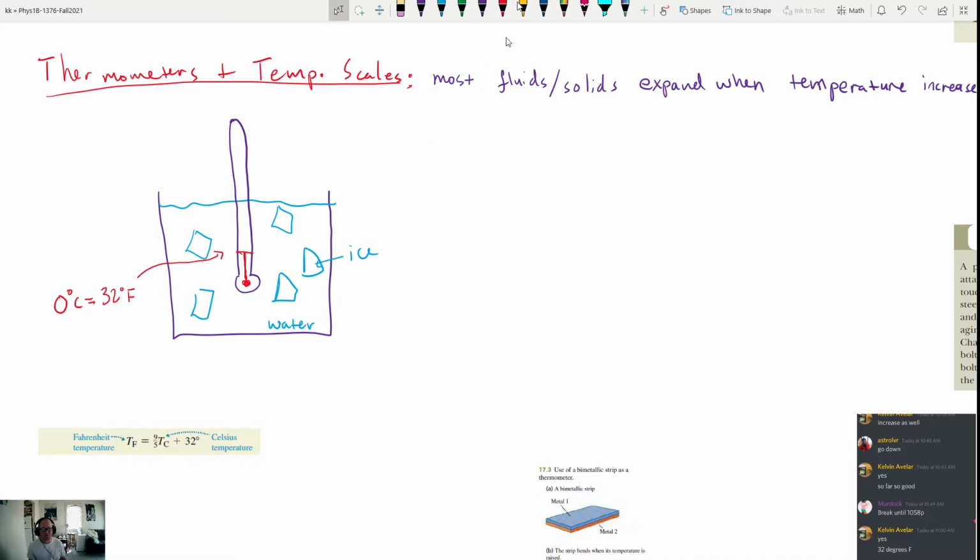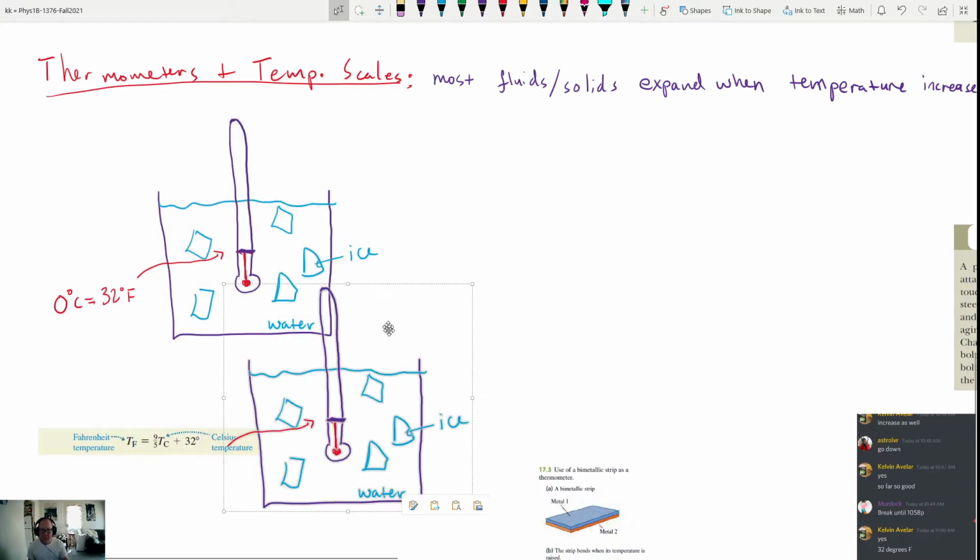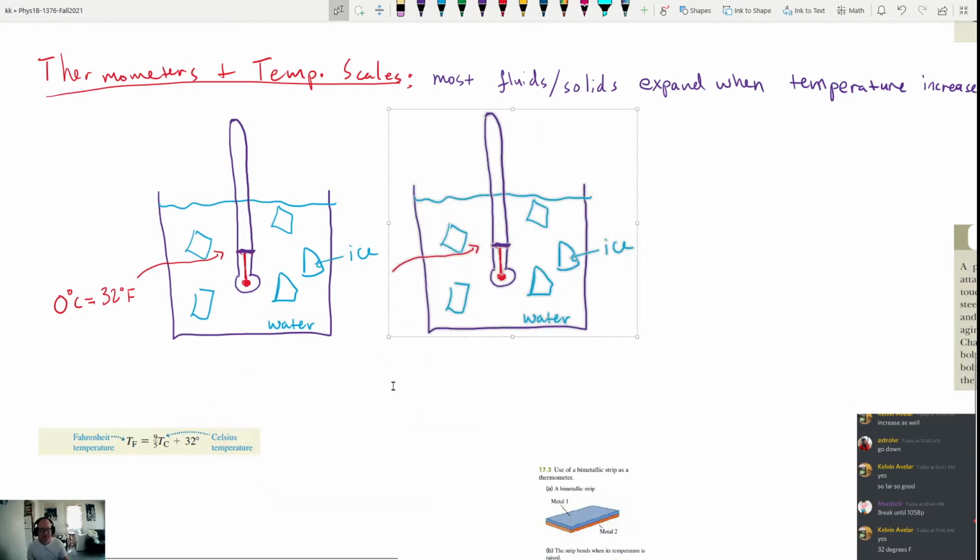Make a very strong mark on there. Maybe use a different color to indicate what markings we're making. So you put a marking on there and you say, okay, that represents 0 degrees Celsius, right? And then you take your same system, right? And now you remove all the ice. So we get rid of all the ice.